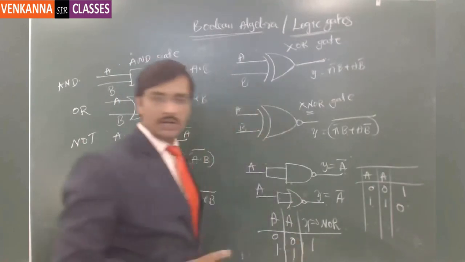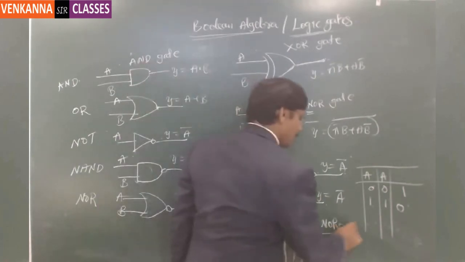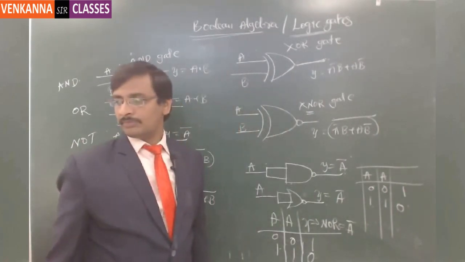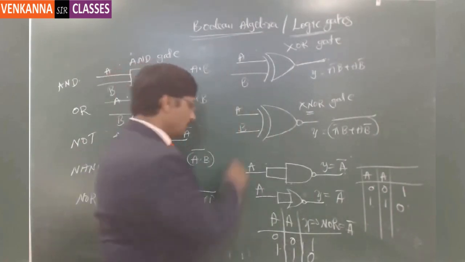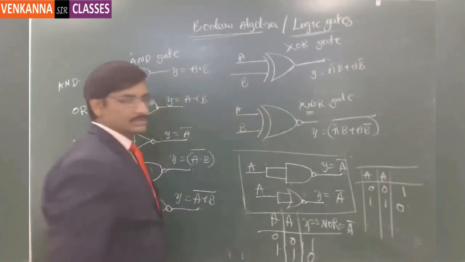1 plus 1 is 1, and opposite to that is 0. Now if you notice, this is again A bar. So this special kind of feature is there for these two gates.